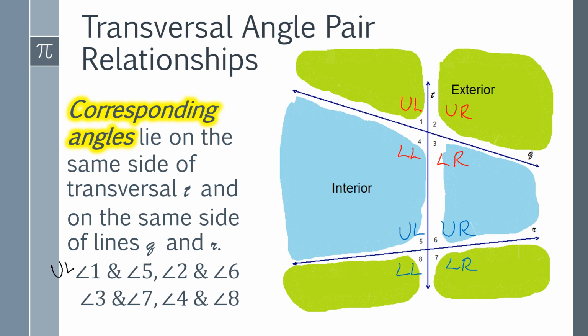2 and 6 would be both upper right. They match up there, right? 3 and 7, this would be lower right. And then 4 and 8 would be lower left. And so this is how corresponding angles have the same corresponding position in their group of 4. So that's how they got the name corresponding. So you want to manage this when we're asked to classify these angles.